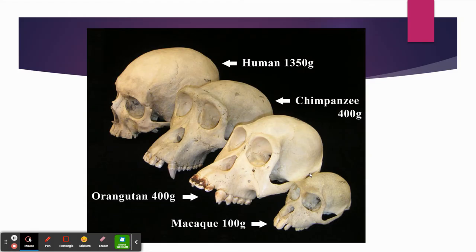This picture is of 4 different skulls of different species. This last one is human. This is a chimpanzee. You can see the difference in the eyebrow bones. Excuse me, sorry about that. This is an orangutan, and this is a macaque.